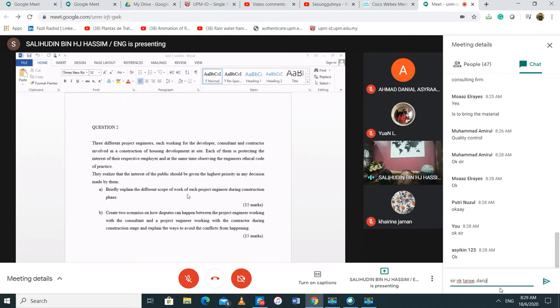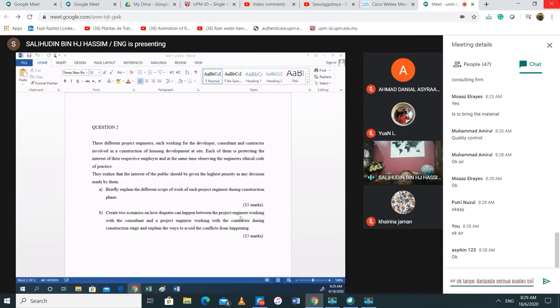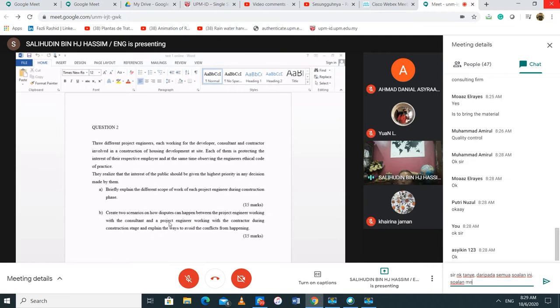B, create two scenarios of how a dispute can happen. What is the keyword here? Between consultant and contractor. Come on, this one is a long list: late in getting the approval, different set of drawings, delay in giving the information of the drawing, low quality of work. Shouldn't have any problem. A lot of this was discussed in the class, and in the notes also, and you can imagine also.